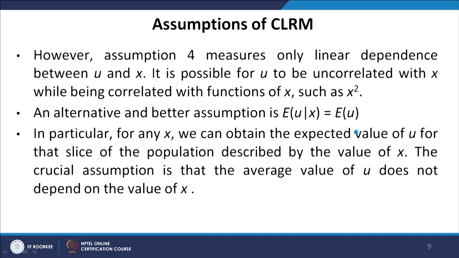So, if we can assume that the errors are actually unrelated to any functional form of x, then we would be writing it as expected value of U given x, that is any value of x, any functional form of x, we are having that equal to expected value of U. So, in particular for any x, we can obtain the expected value of U for that slice of the population described by the value of x. The crucial assumption is that the average value of U does not depend on the value of x. So, U is actually mean independent of x.